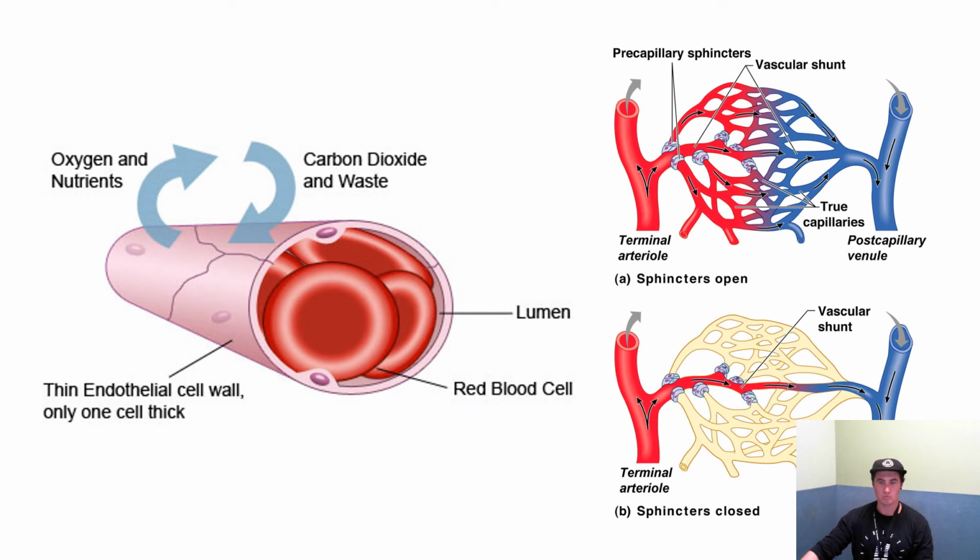This is just a zoomed up version of our capillaries. You can see that a red blood cell fits in quite tightly, and that's to allow that gas exchange to happen. You've also got these rubber band things called sphincters, which shut off capillaries when you don't need them.